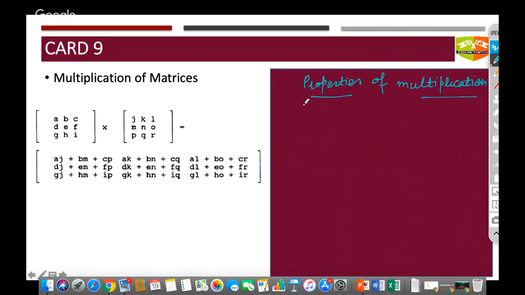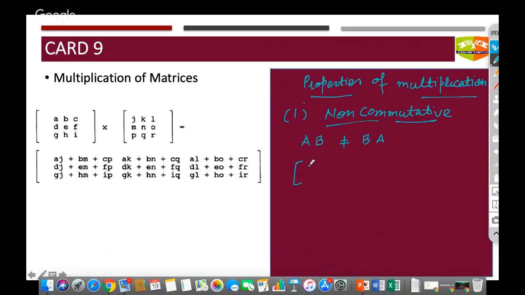So properties of multiplication, first one: it is non-commutative. What do I mean by non-commutative? Non-commutative means A into B is not equal to B into A. Why does it happen? Suppose I take an example of this.